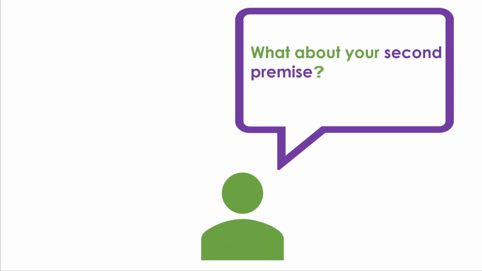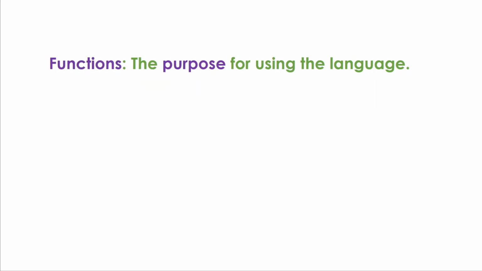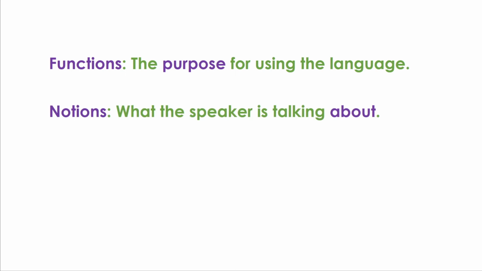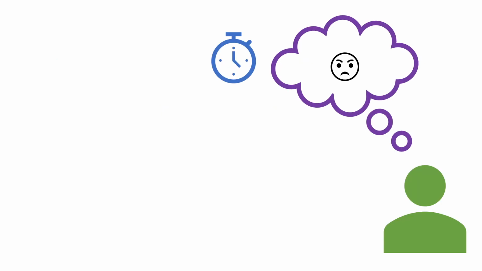What about your second premise? Language is constructed around language functions and notions. Let's break this down a little bit. Functions are the purpose for using the language. Notions are what the speaker is talking about. These functions and notions are tied together in expressions. Expressions are the phrases or words used to express or communicate the functions and notions.